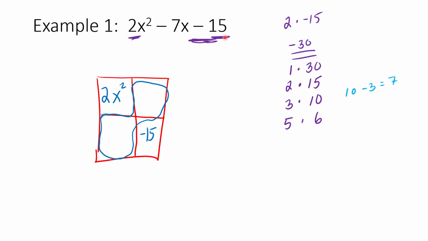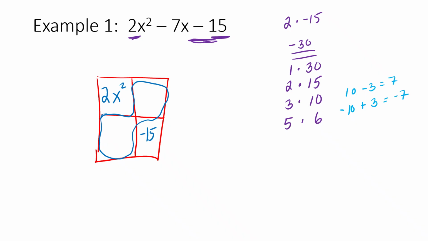So this is where the negative comes into play. Instead of having a positive 10 and a negative 3, what if it's negative 10 and a positive 3? I said a positive 7, but I meant a positive 10 and a negative 3. A negative 10 and a positive 3 would give me the negative 7.